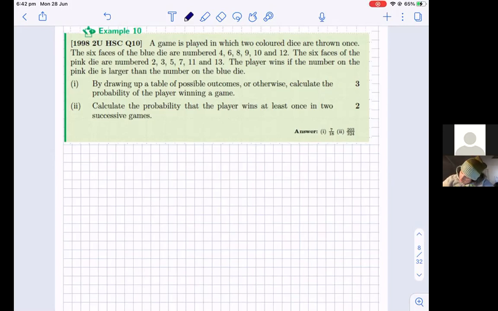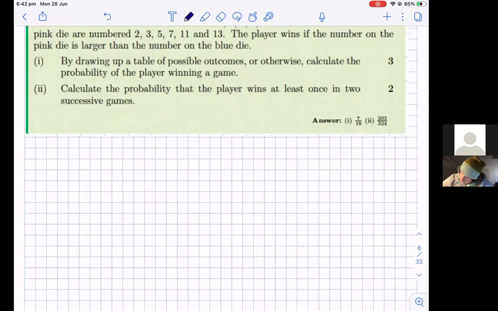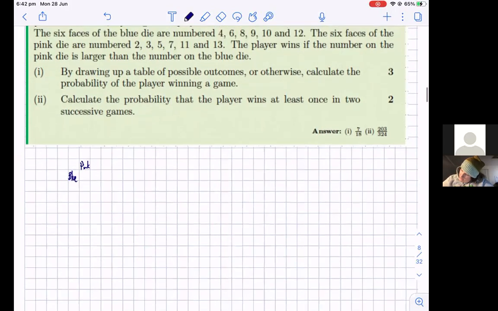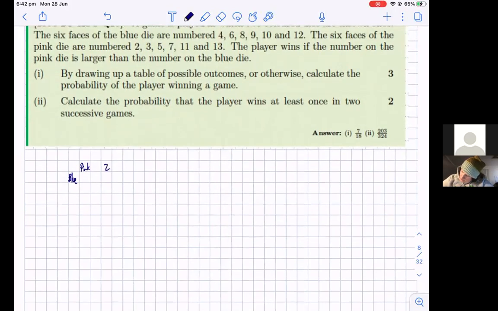Okay, so let's do up a table. For the pink, they could have 2, 3, 5, 7, 11, 13. For the blue, they could have 4, 6, 8, 9, 10, 12. Let's do ticks for a win, crosses for a loss. The pink has to be larger than the blue.